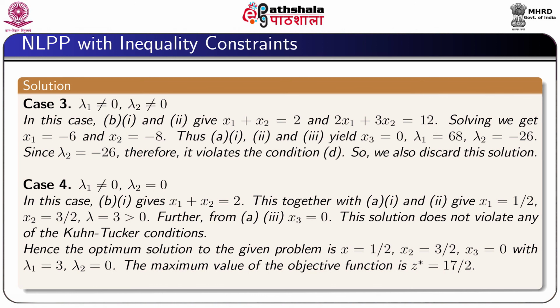Therefore, the optimum, that is maximum, solution to the given problem is x1 equal to 1/2, x2 equal to 3/2, x3 equal to 0, with lambda1 equal to 3 and lambda2 equal to 0, and the maximum value of the objective function is z star equal to 17 by 2.